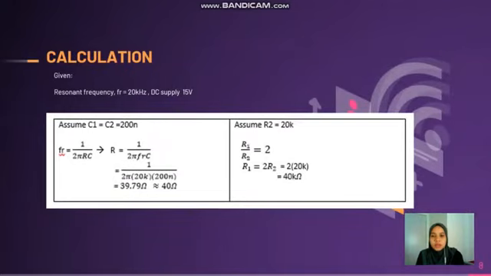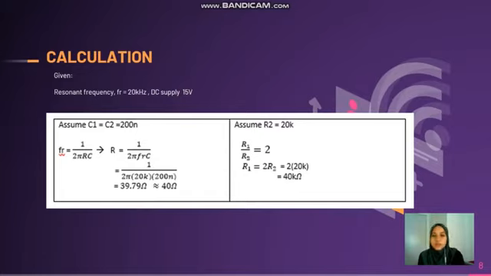So I will present oscillator 2. In oscillator 2, it's using the type of Wien bridge oscillator. In the lab sheet, it was given 20 kHz for the resonant frequency and 15 volt for the DC supply. So for the calculation, we find the value of components, which are resistor, capacitor, and the ratio of the waveform.